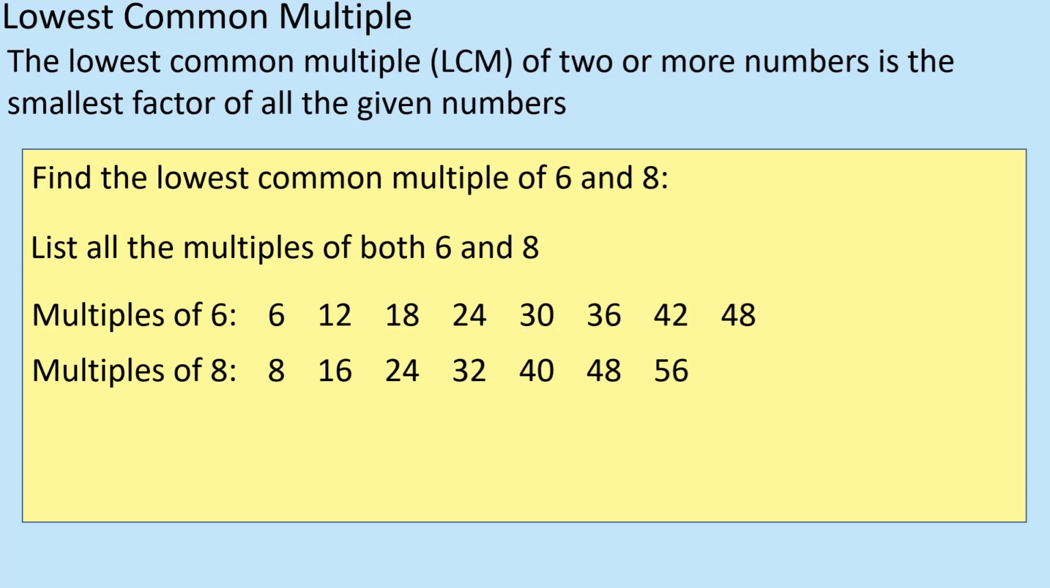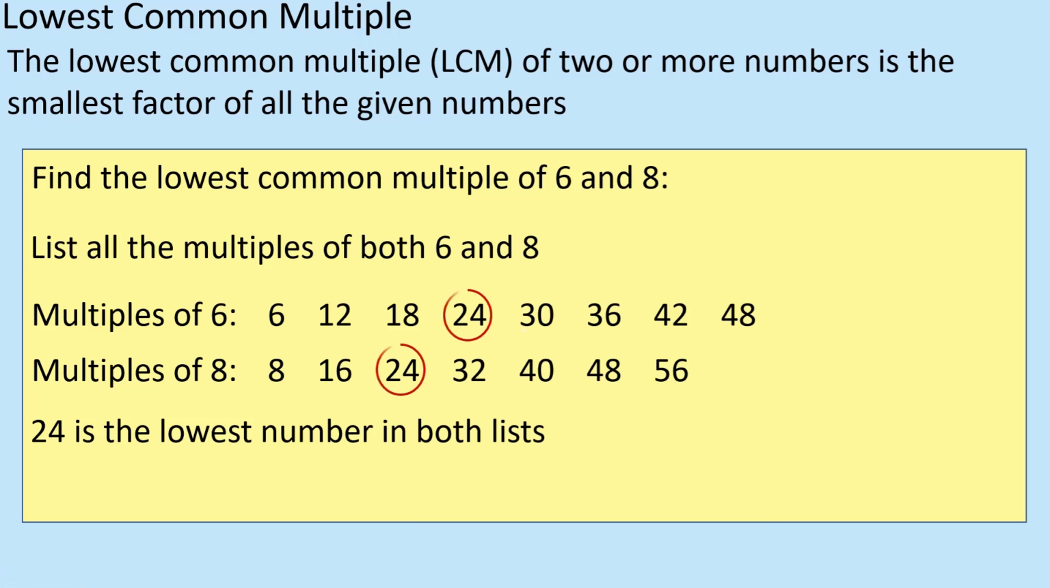So when I talk about the smallest multiple, it's the smallest one common to both of these two, really. So looking at this, obviously 6, 12, 16, 18, and I can see 24 appears in both of them. So basically 24 is common to both of those, isn't it? So 24 is the lowest number in both lists, and therefore it is your lowest common multiple of 6 and 8.